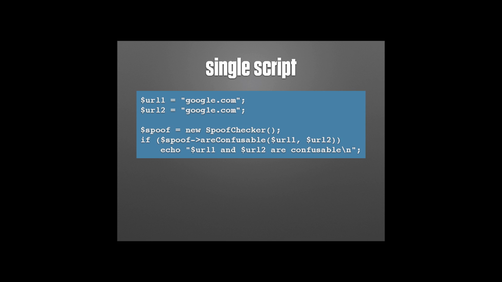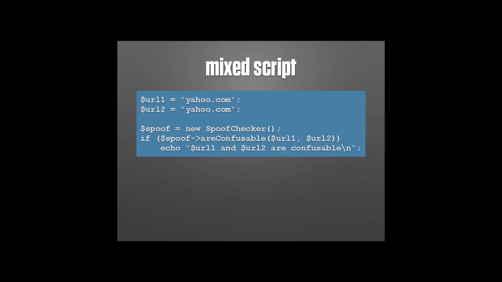We have two URLs, right? We have Google and Goog1e. And if we say new spoof checker and we ask, are they confusable? It's going to say they're confusable, right? Which is good. Now here's another example. This is for the single script. Now for the mixed script.